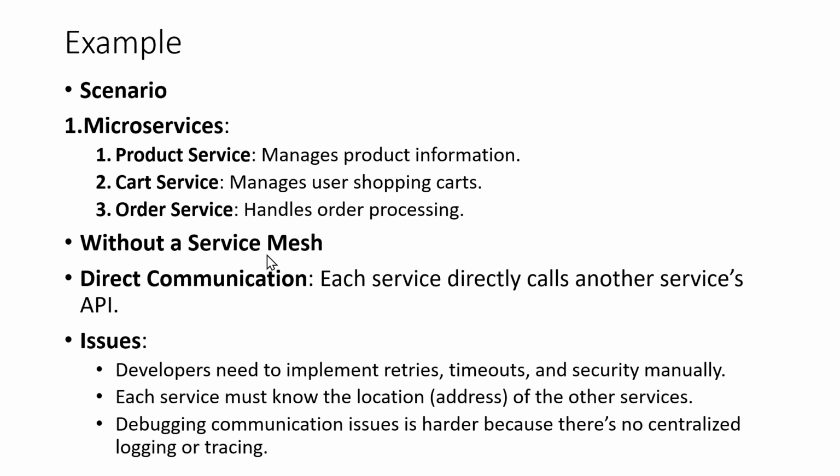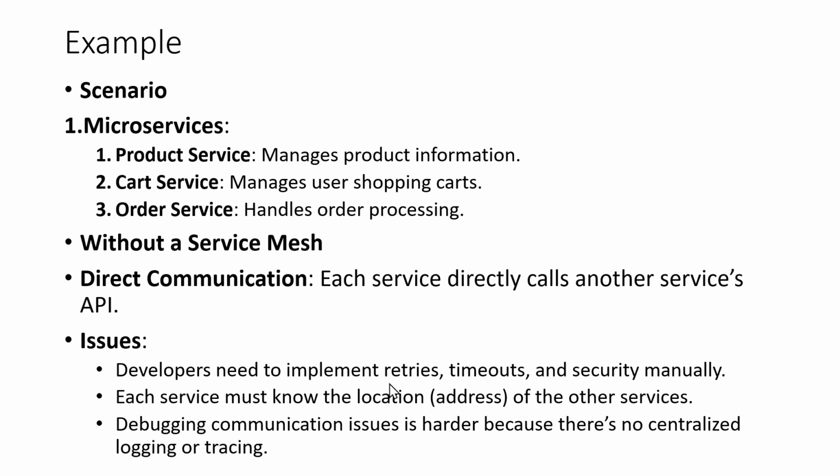So before service mesh, how was it? Direct communication, that is, each service directly calls another service's API. We saw this in AWS resources, right? That is why we require Lambda and API Gateway. Based on the URL, it used to redirect from one function to another inside the API calls.